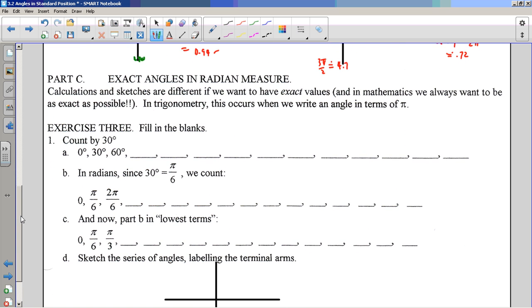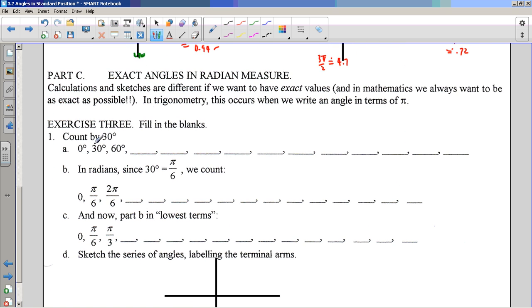I think that you can do this one on your own. I will take this up. The idea is just counting by 30, but since 30 is pi over 6, when I'm counting by 30 degrees, I'm actually counting by pi over 6 radians. And so I fill this in. This is 3 pi over 6, and then 4 pi over 6, and 5 pi over 6, and you write this all down. But put it in lowest terms.